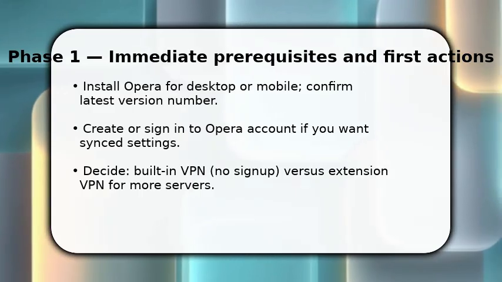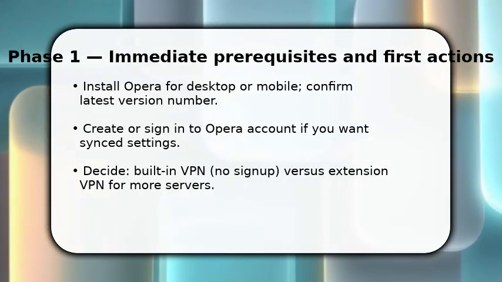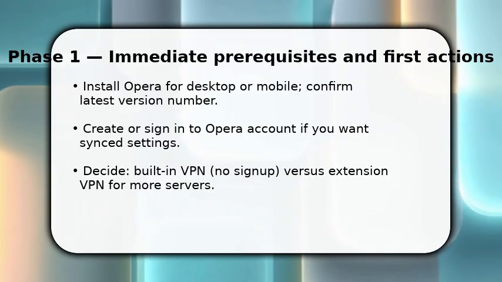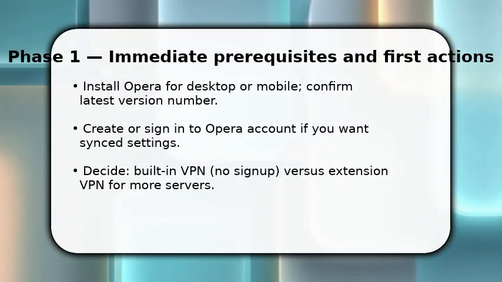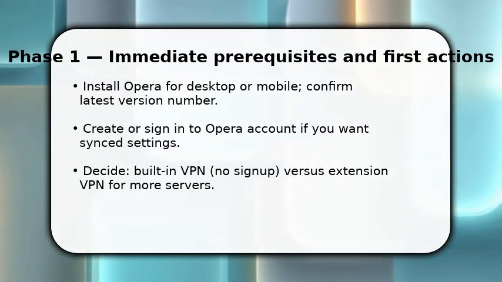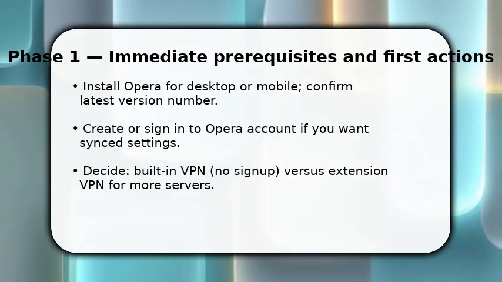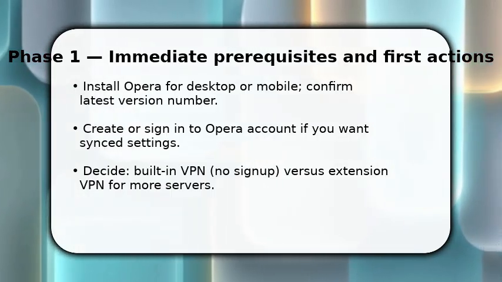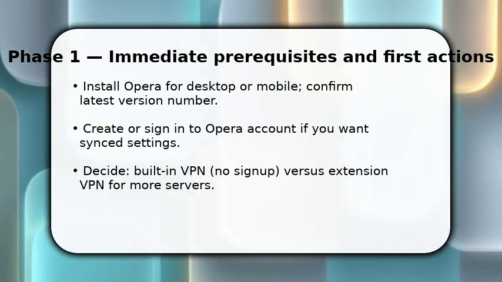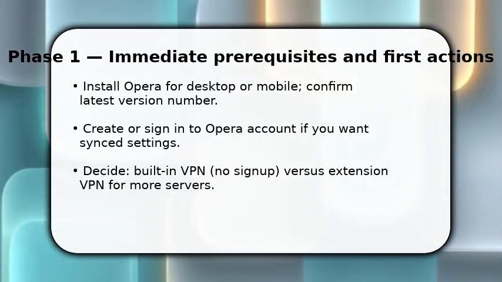Enjoy the video. You start by ensuring Opera is up to date and signed in so settings persist. Open Opera and check the version. Updates fix VPN quirks. Decide whether you'll use Opera's built-in free VPN or add a third-party extension. Built-in requires no account. Extensions often need sign-up and permissions.